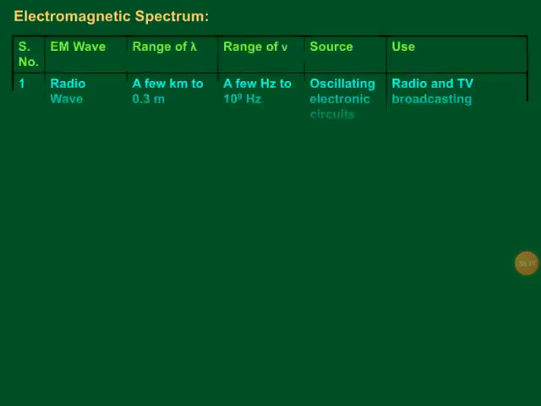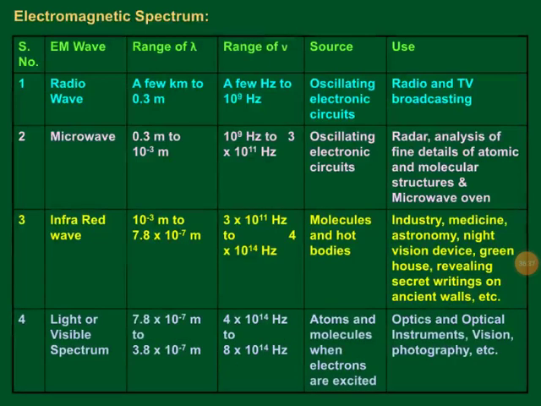So let's see the spectrum of these electromagnetic waves, starting from the very low frequency or very long waves, starting from the radio waves. Let's move on to the different spectrums of the electromagnetic wave: radio wave, microwave, infrared, then visible, then ultraviolet, X-ray, then gamma rays.